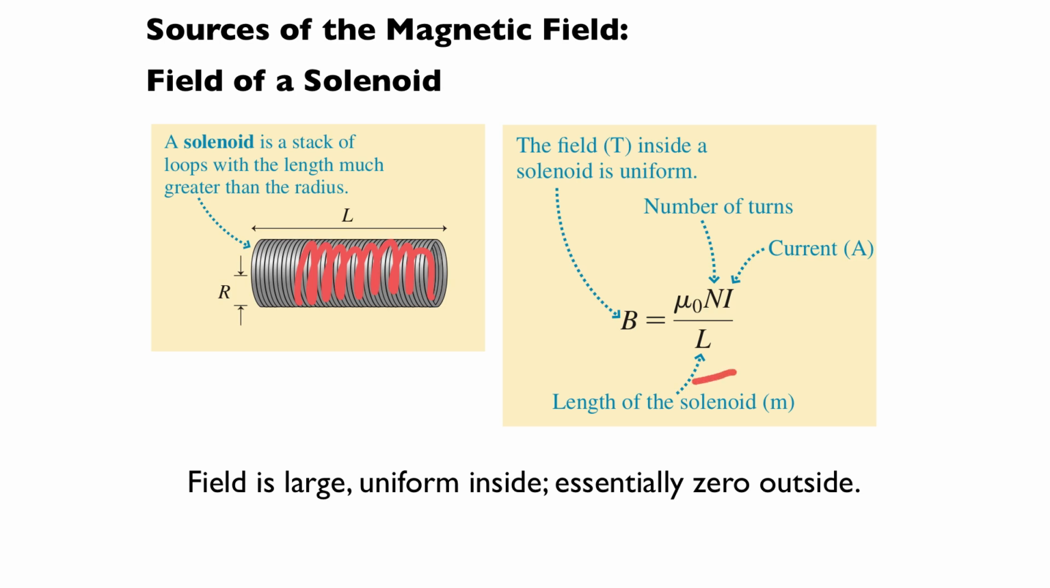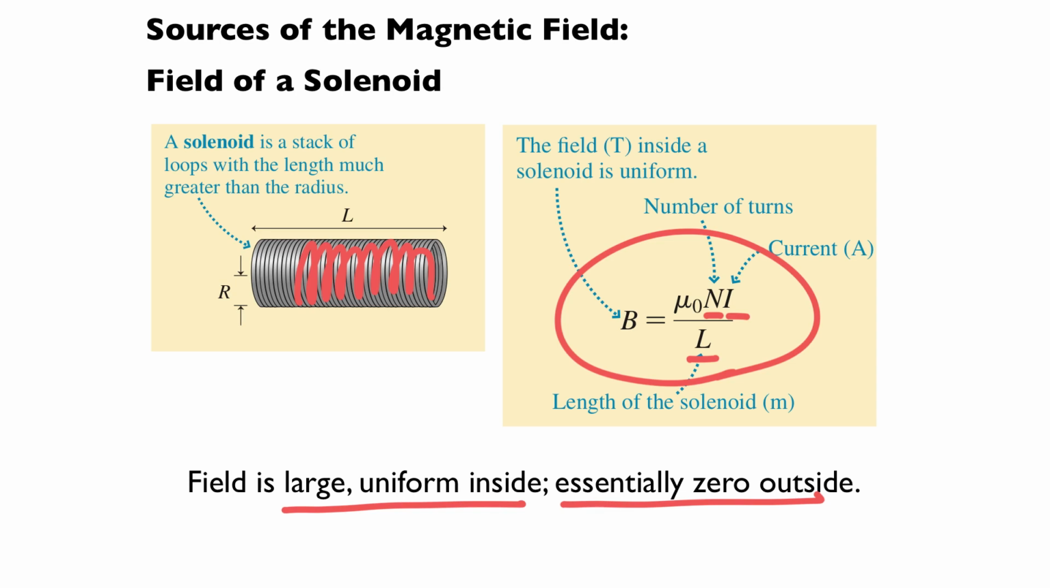And the magnetic field inside a solenoid is given by this relationship right here. It's mu0 times N times I, where N is the number of turns, I is the current, and then divided by L, where L is the length. And the field is large and uniform inside and essentially zero outside. That is a proposition you'll be able to test when you measure the field from a solenoid in the lab.